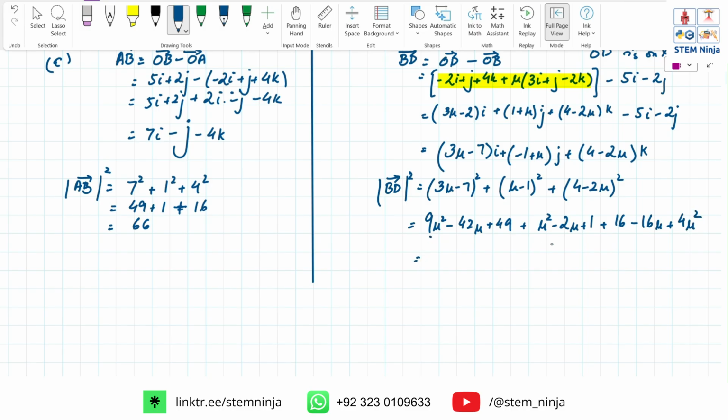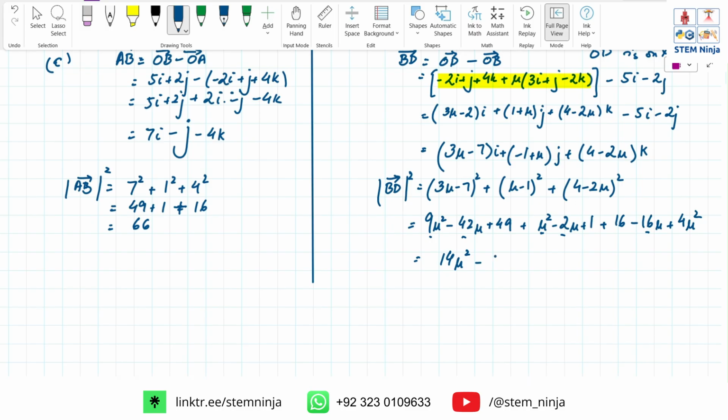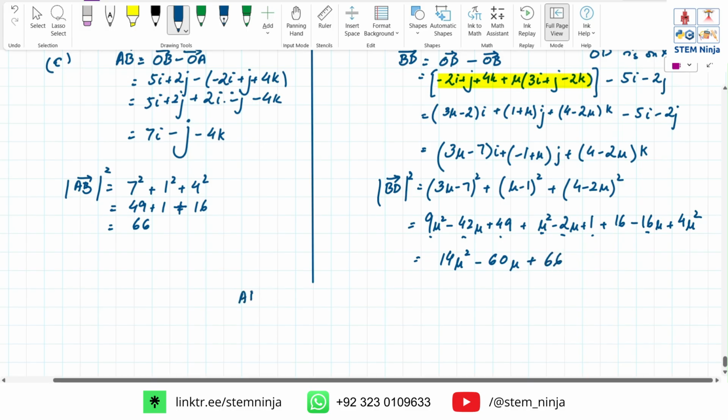Now we simplify. 9 plus 1 is 10, 10 plus 4 is 14 mu squared. Minus 42, minus 2, then minus 44, and minus 16. So 44 plus 10 is 54, plus 6 is 60. So minus 60 mu. And then 49 plus 1 is 50, and then plus 16 is 66. So we know that if the lengths are equal, the squares of the lengths will also be equal.